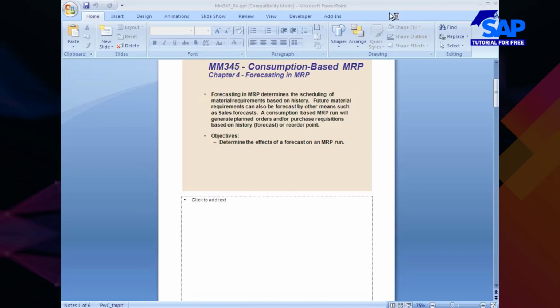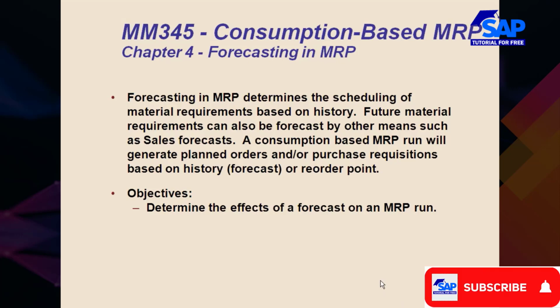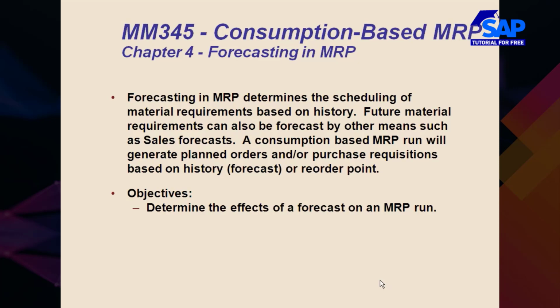Okay, so we have seen CBP, consumption-based planning, yesterday, and today we will see forecast-based planning, and also the lot sizing techniques. So, as we discussed, forecasting, or what we call stochastic MRP, is basically used to determine the scheduling of the material requirements based on the sales history.